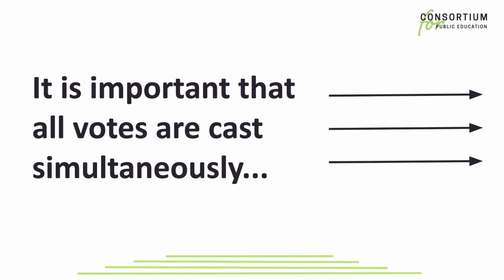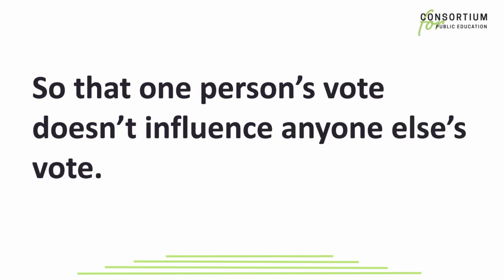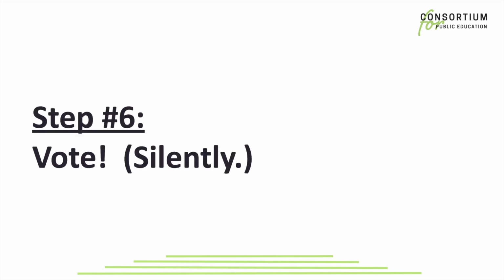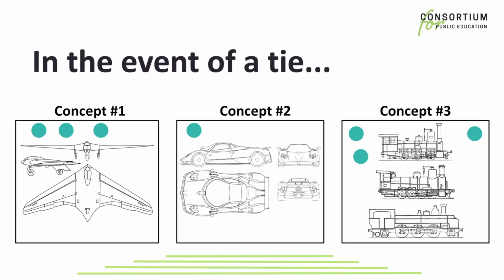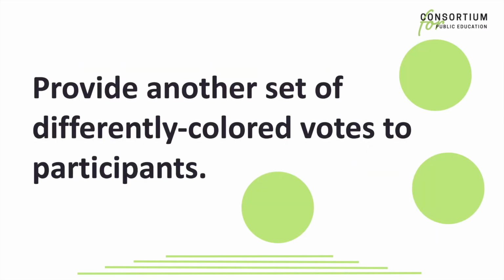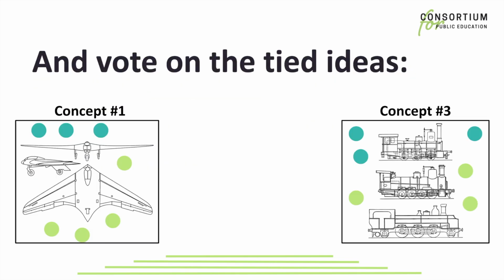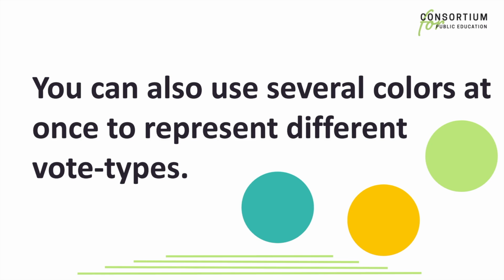It's important that all votes are cast simultaneously so that one person's vote doesn't influence anyone else's vote. Step 6. Vote! Here you can see dot votes represented visually on each concept. In the event of a tie, provide another set of differently colored votes to participants, and vote on the tied ideas. You can also use several colors at once to represent different vote types.